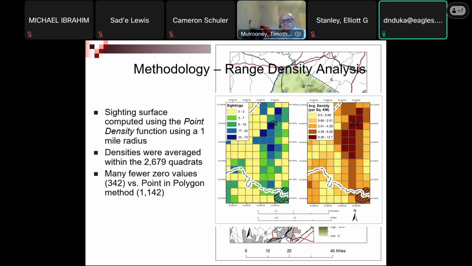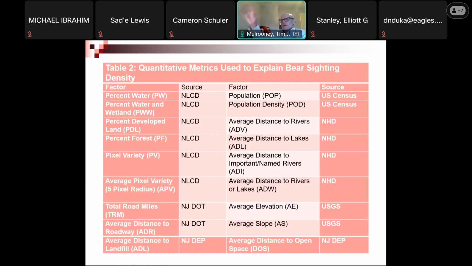Food, maybe. Food, definitely. Food and water, exactly. And so what I started to do... And then people, these are the big problems that we run into. But some of the things that we calculated here were percent water.